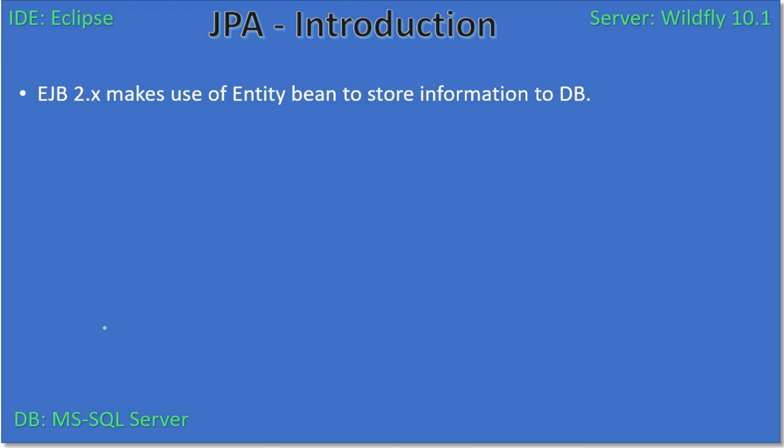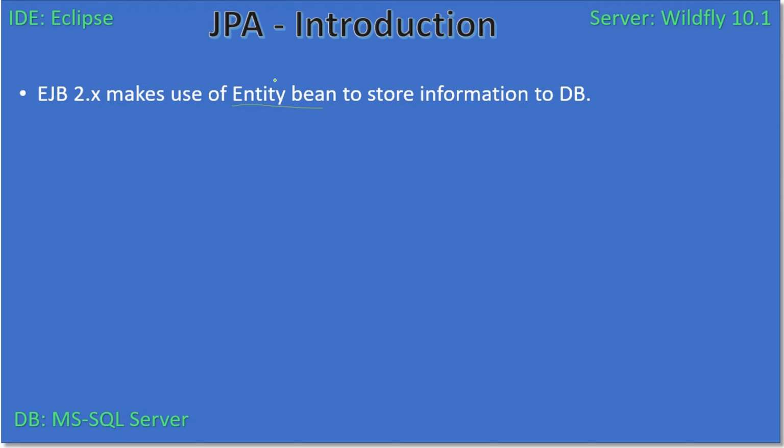In this EJB JPA tutorial, we are using Enterprise Java Bean EJB 3.x. In EJB 2.x, entity beans are famous. These entity beans store information to the DB. In the last video, we talked about a stateful session bean. There we maintain the bean state between the browser session, right?